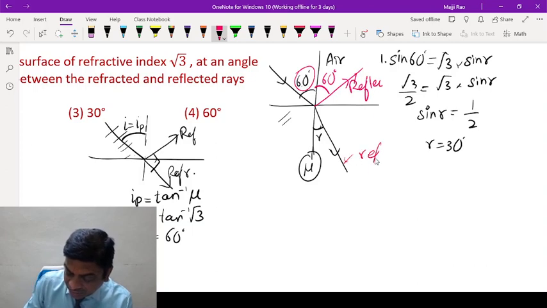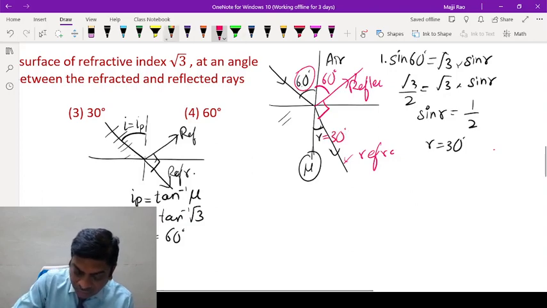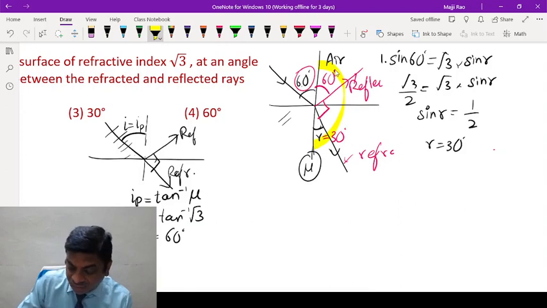This is the refracted ray. We want to know the angle between them. We got small r as 30 degrees. Now you see the angle contained in a straight line is 180 degrees. So from 180 you deduct 60 and 30 to get the required value.